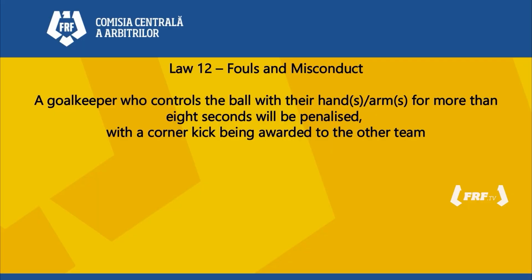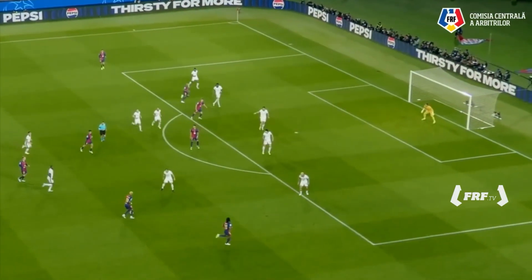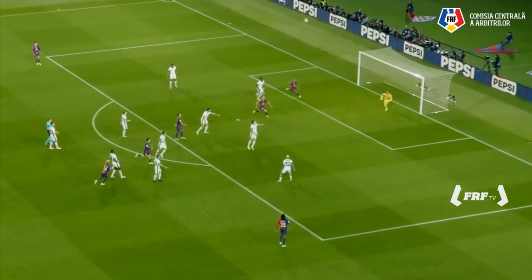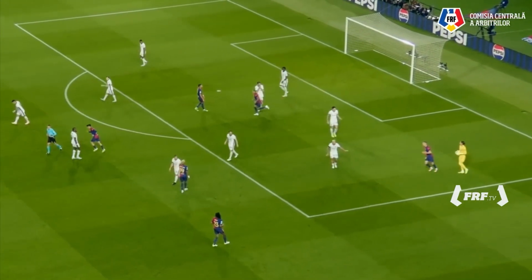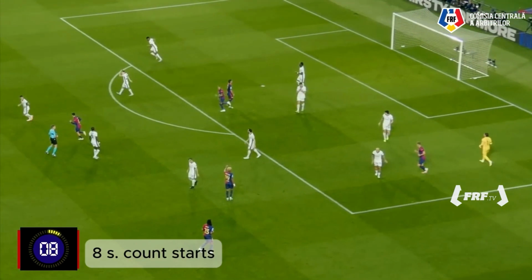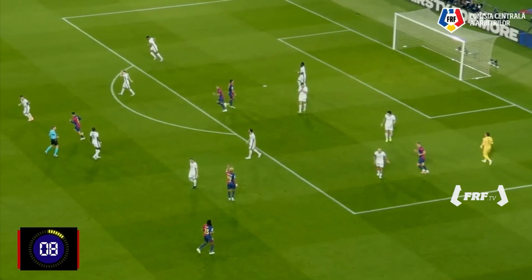Now I can go to the information about the laws of the game. So what has been changed? We have Law 12 about fouls and misconduct. What has changed is that a goalkeeper who controls the ball with their hands or arms for more than 8 seconds will be penalized with a corner kick being awarded to the other team.